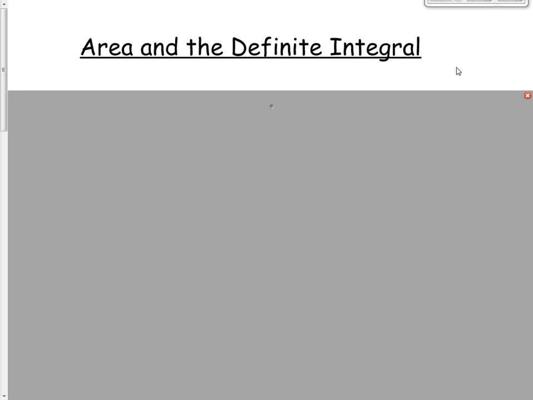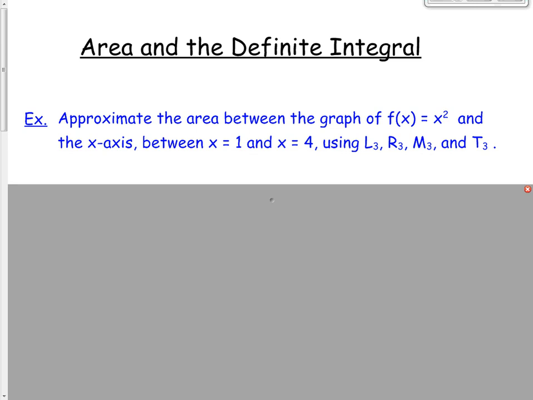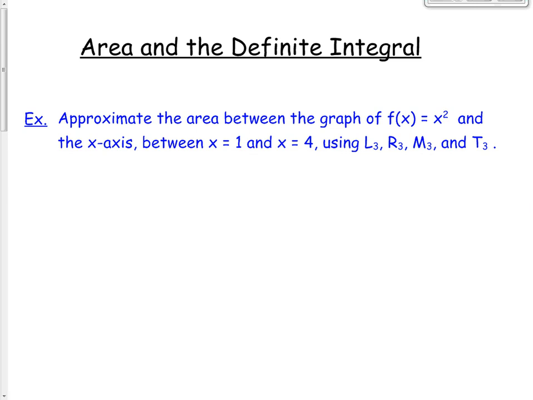Okay, today we're going to talk about the area and the definite integral and how they're related. So let's look at an example. I'd like to approximate the area between the graph of f of x equals x squared and the x-axis between x equals 1 and x equals 4 using L3, R3, M3, and T sub 3.